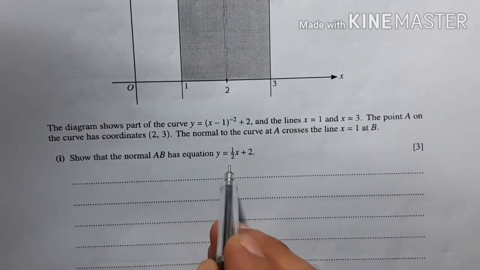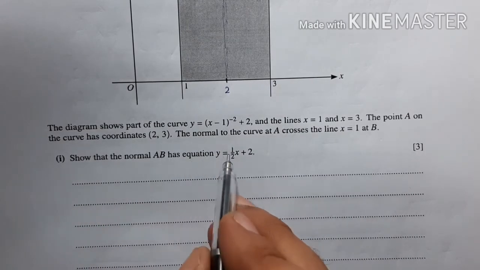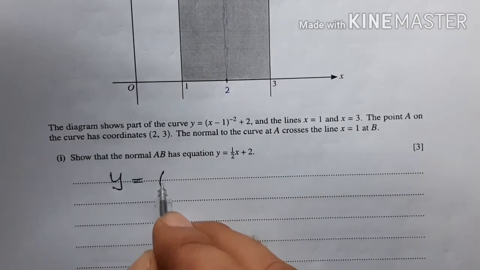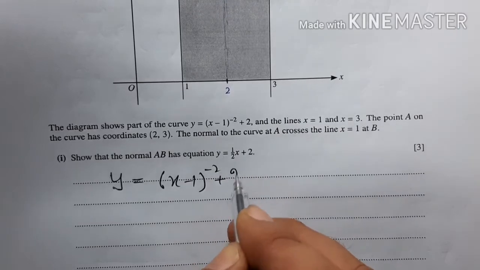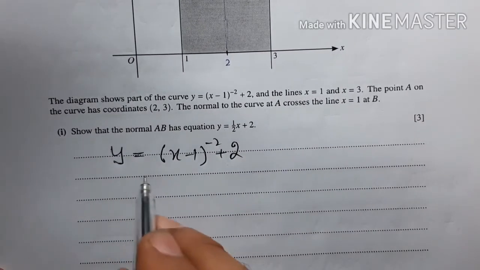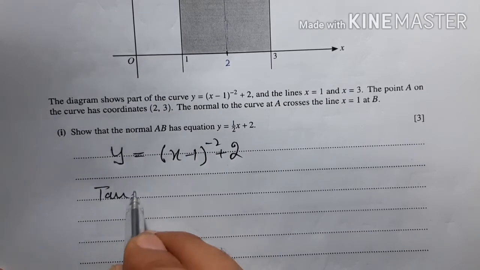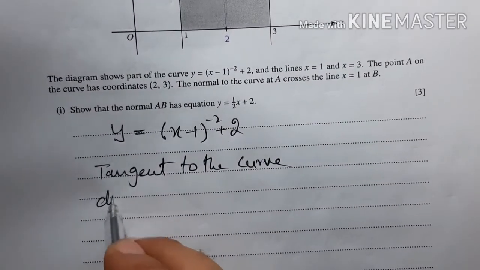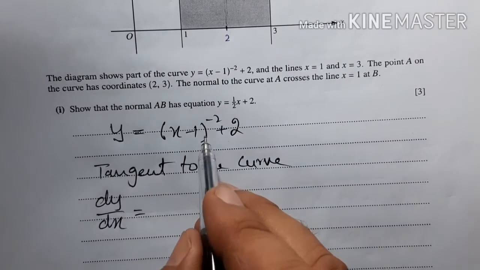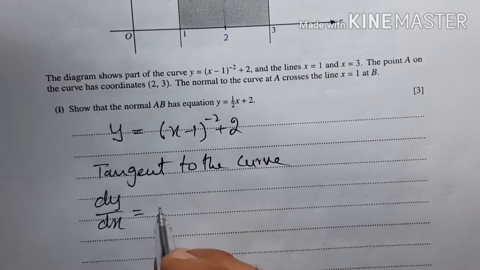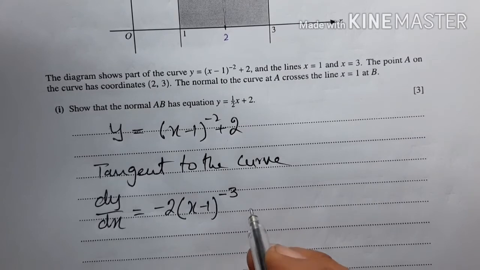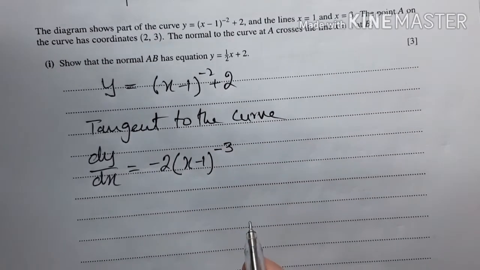So for this, first of all, I know that I have a curve y = (x − 1)^(−2) + 2. So the tangent to the curve is actually the derivative of this, dy/dx, and this will be −2(x − 1)^(−3), and the derivative of the constant is 0.